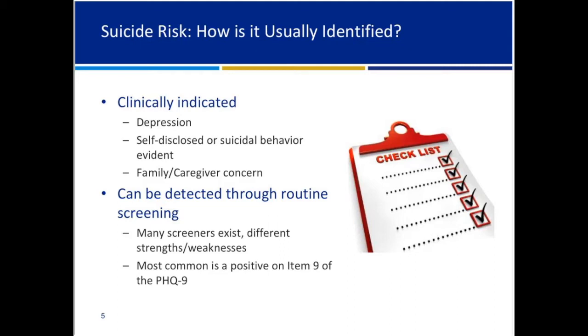This is becoming more and more popular and more common. There are many screeners out there for depression and suicide. They have different strengths and weaknesses, but probably the one that's most commonly used currently in practice is the PHQ-9. And item 9 on the PHQ-9 is the suicide risk screening item. We'll talk a little bit more in depth about that item.